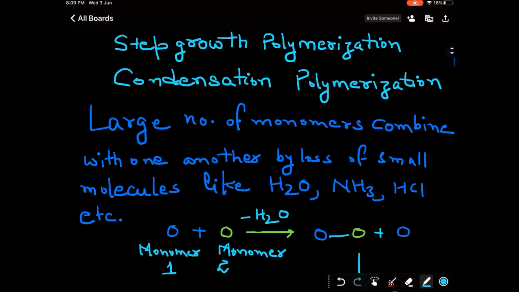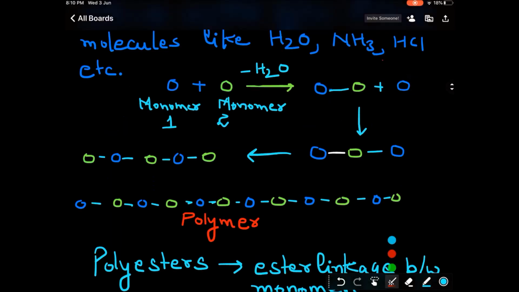So today we are discussing step growth polymerization or condensation polymerization, in which a large number of monomers combine with one another by loss of small molecules like water, ammonia, hydrochloric acid, etc. For example, here monomer 1 combines with monomer 2 by loss of a water molecule. This linkage may be an ester linkage or an ether linkage or an amide linkage.